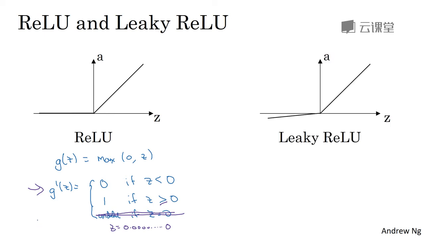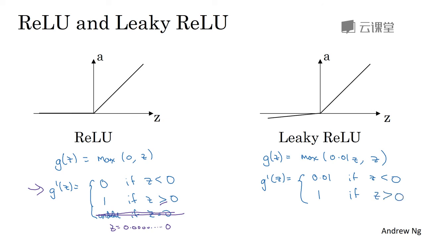And finally, if you are training a neural network with the leaky ReLU activation function, then g of z is going to be max of, say, 0.01z, comma z. And so g prime of z is equal to 0.01 if z is less than 0, and 1 if z is greater than 0. And once again, the gradient is technically not defined when z is exactly equal to 0, but if you implement a piece of code that sets g prime to either 0.01 or to 1, either way, it doesn't really matter. When z is exactly 0, your code will work just fine.